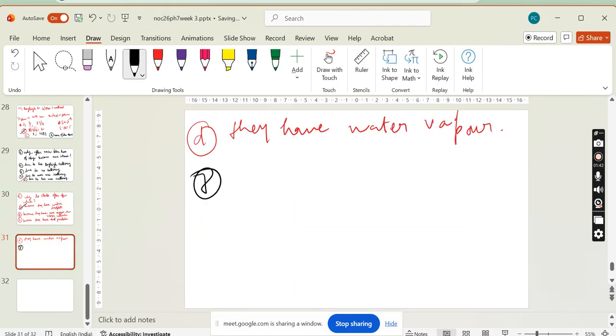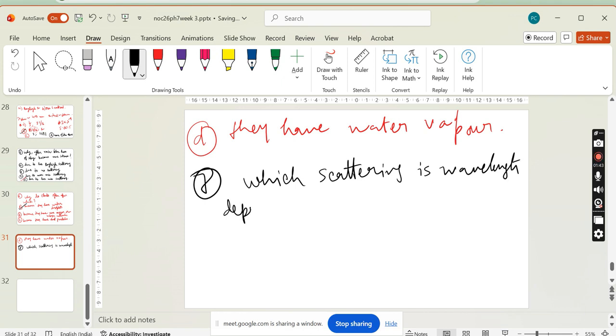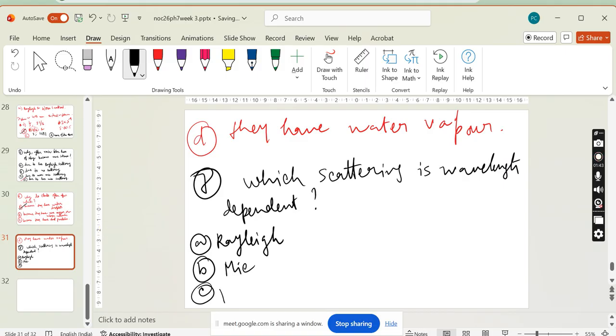Question 7. Which scattering is wavelength dependent? B, Mie scattering. C, Raman. D, none of the above.